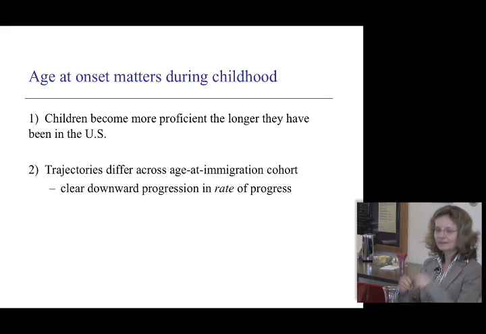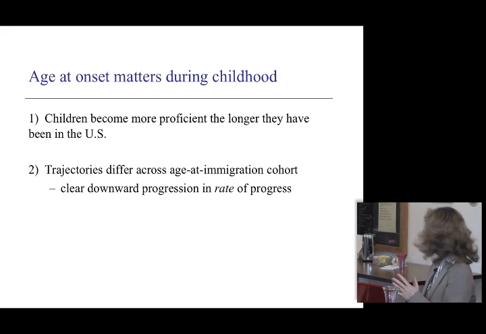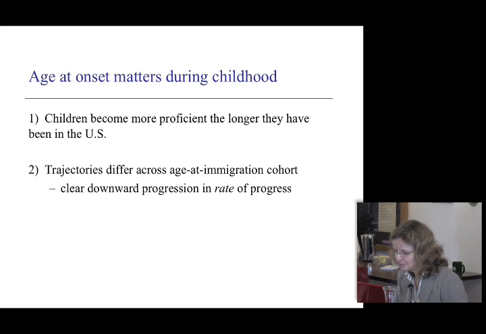All right. So, what have I shown here? Age at onset matters during childhood. Children become proficient the longer they've been in the States. And, well, we kind of actually knew that before, but trajectories differ across age and immigration cohort. There's a clear downward progression in rate of progress.